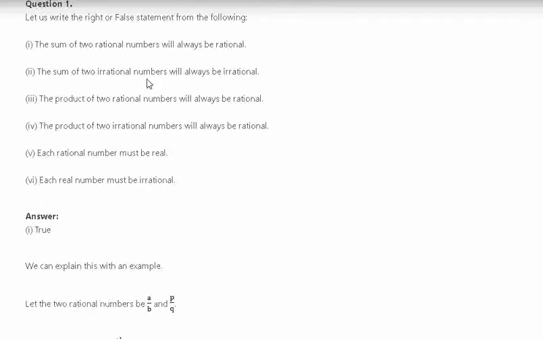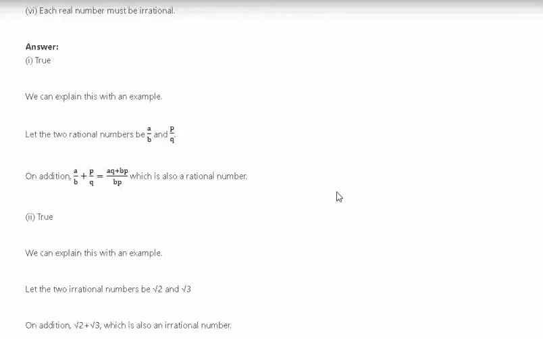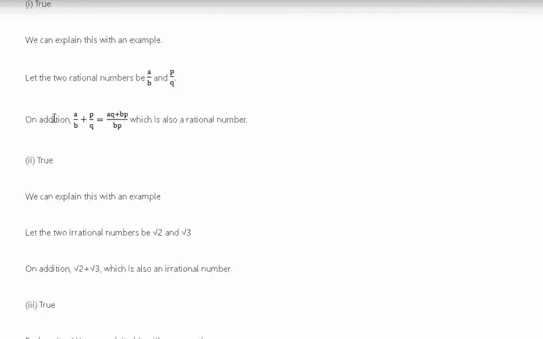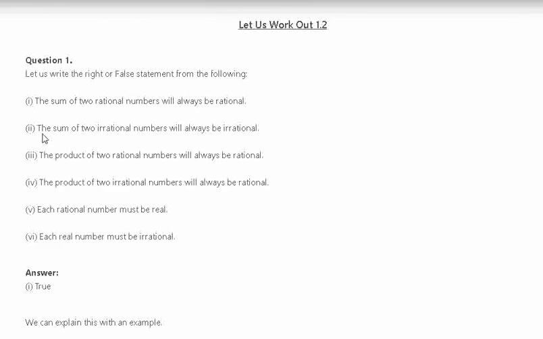The very first statement is: the sum of two rational numbers will always be rational. We know a rational number is expressed as p by q, where q is not equal to 0. If we take two rational numbers and add them, we get another rational number. So the first statement is true.